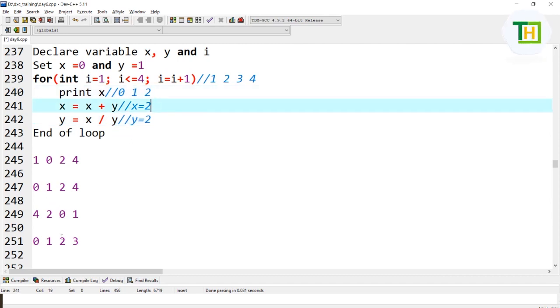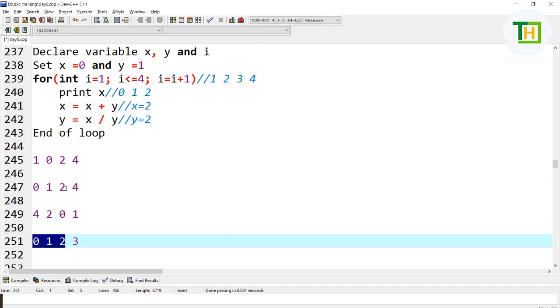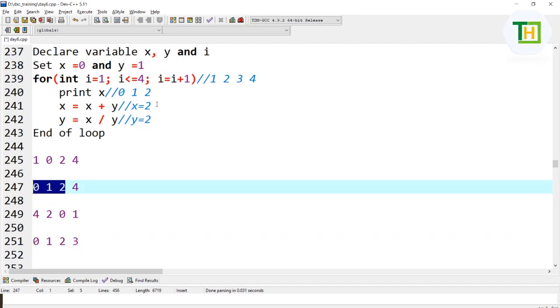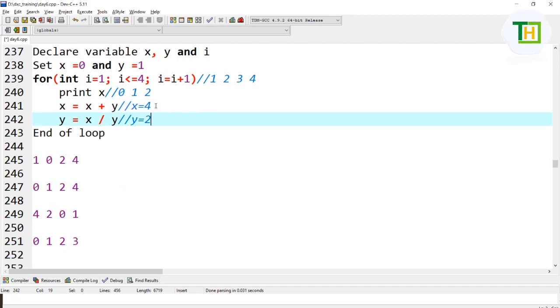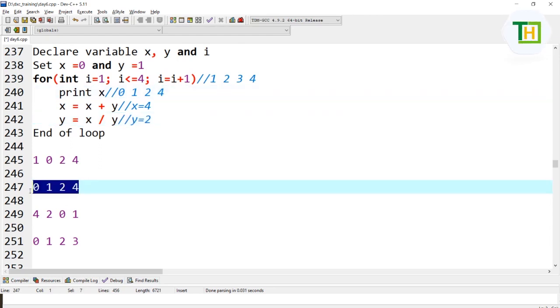Okay, both are same up to this, right? Now x value is printed. Then 2 plus 2, that is going to be 4. X value is 4 here. And what is the y value? Y value is 4 by 2, that is going to be 2. And it is coming to this position, it is going to print 4. That means the answer is going to be B here.